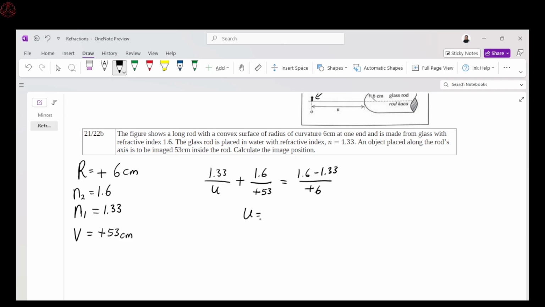If you key this into your calculator, you will find that u is actually 89.8 centimeters. And that is your final answer for this question.